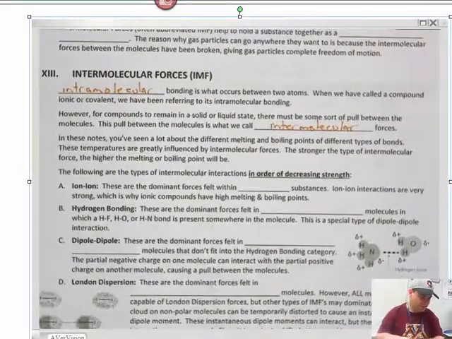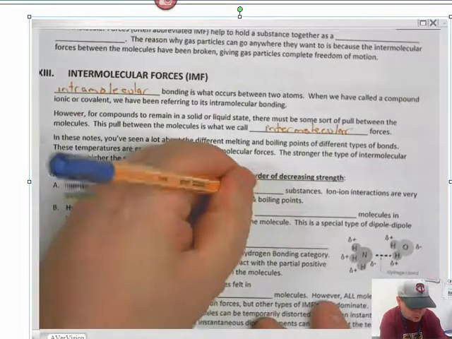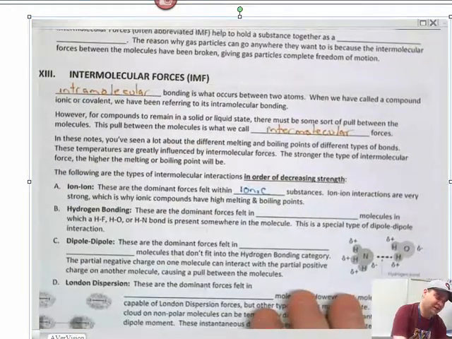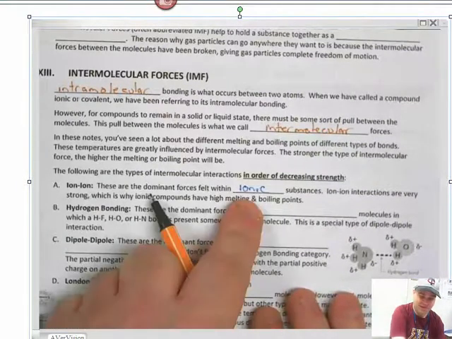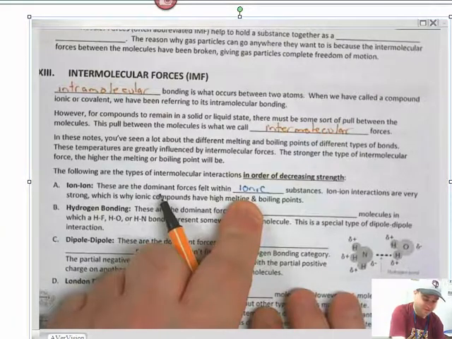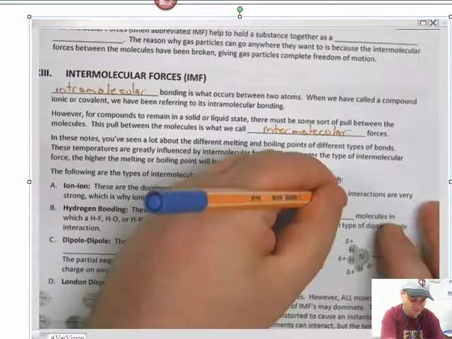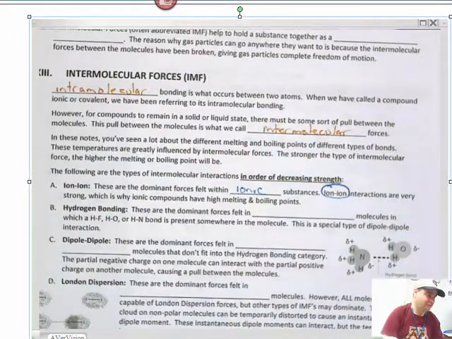There is ion. This is the dominant force when we have ionic. Isn't it ironic? Don't you think? It's like rain on your wedding day. But ionic, it's when you have a metal and a non-metal, remember? These are the strongest interactions. Ion are the strongest that you can possibly have.